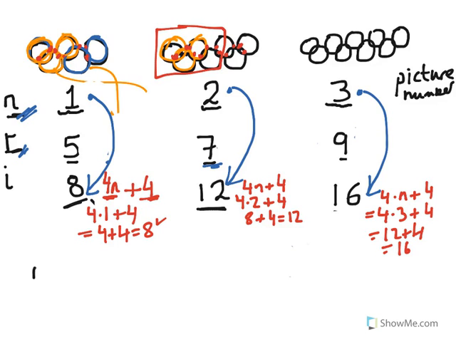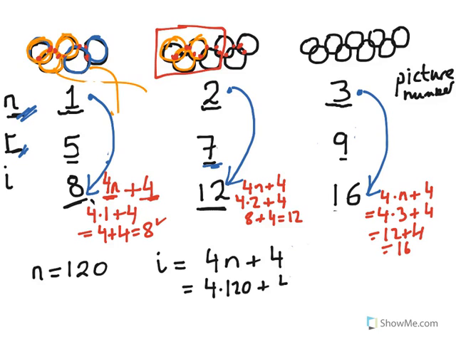So 4n plus 4 gives us, now if we wonder, okay, how many intersection points would there be in figure number 120 if n equals 120? The number of intersection points in all of those rings would be 4n plus 4. 4 times 120 plus 4 equals, well, 4 12s are 48. 480 plus 4 would be 484 intersection points in figure number 120.